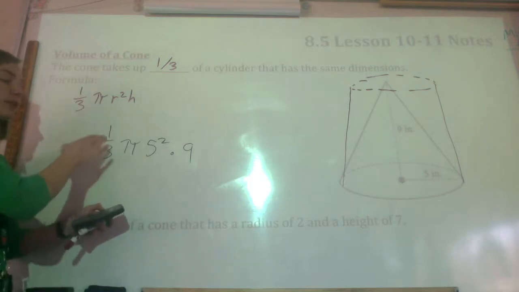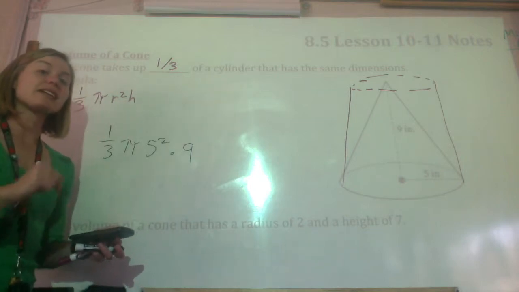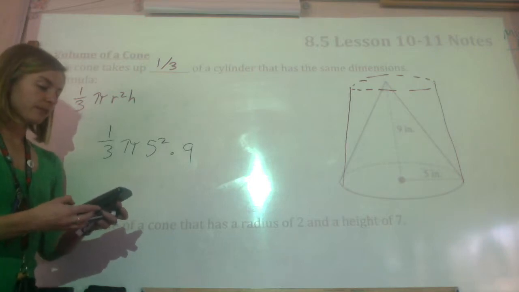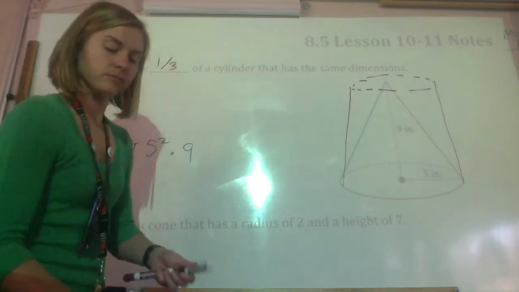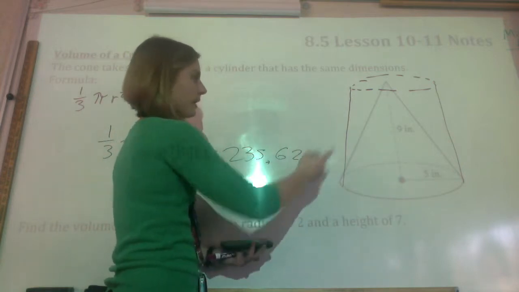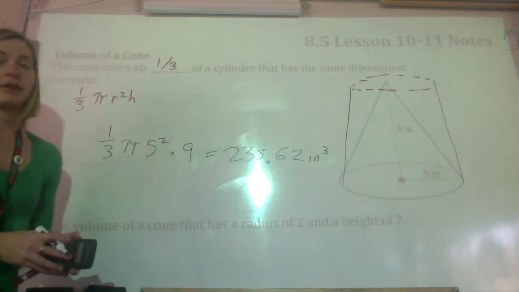Then, in order to account for 1/3, instead of multiplying by 1/3, which is hard to put in your calculator, I'm instead going to divide by 3, which is the same thing. So I'm going to divide by 3, and I get 235.62, and we have inches cubed. If I did my calculation wrong, please let me know.